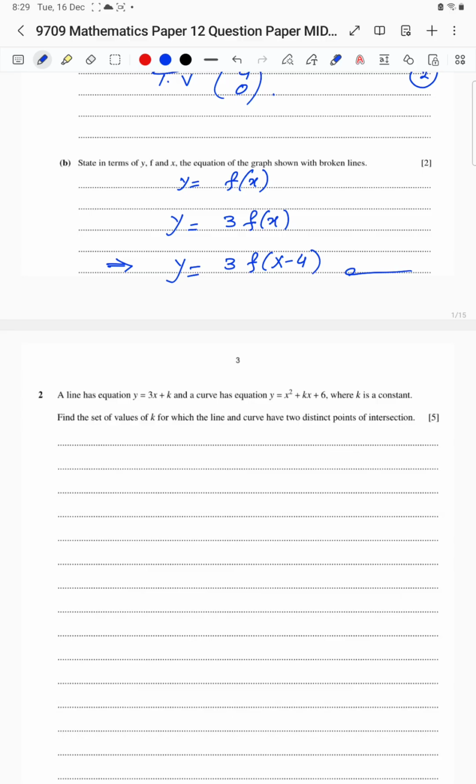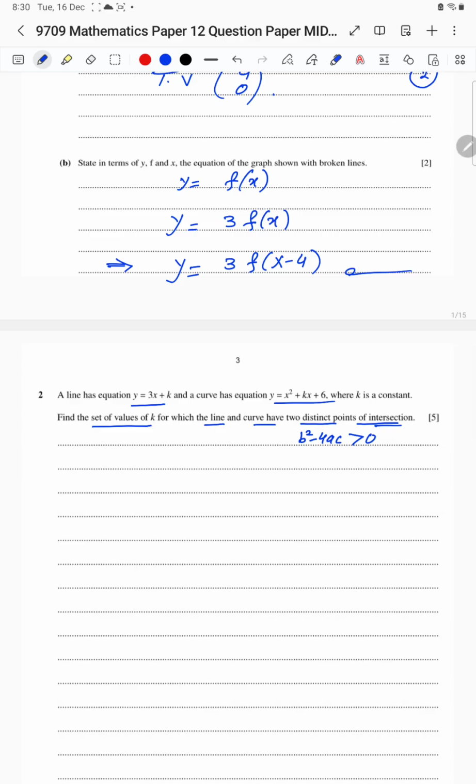Okay, second question. A line has equation y equals 3x plus k, and a curve has equation y equals x squared plus kx plus 6, where k is a constant. Find the set of values of k for which the line and the curve have 2 distinct points of intersection. The keyword is intersection here. It means you have to solve them simultaneously, and for 2 distinct points the condition states b squared minus 4ac should be bigger than 0. We have to do this calculation to find a final answer.